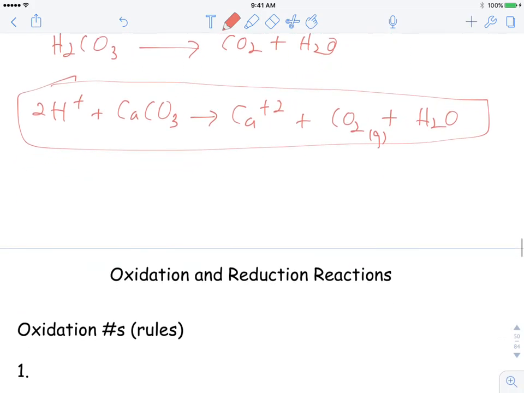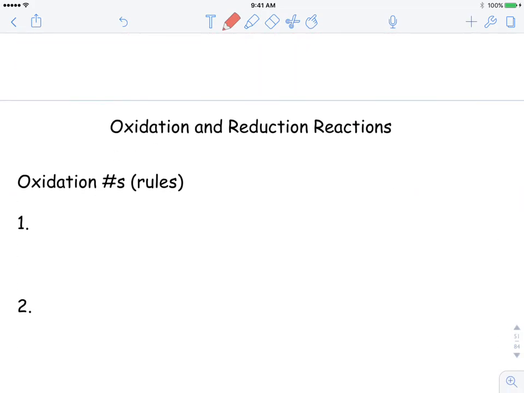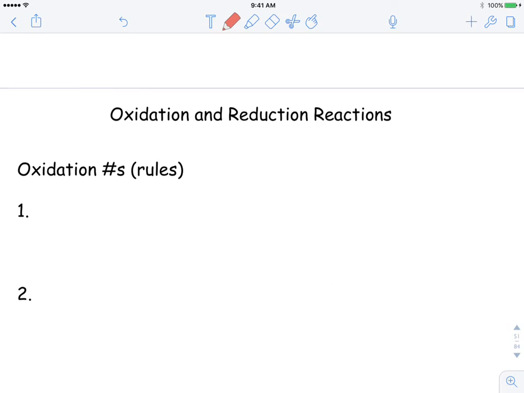Now what we'll do next time is we'll do oxidation reduction reactions. We'll go over what they mean and how to assign oxidation numbers, how to do simple half reactions, how to write net ionic equations with them.